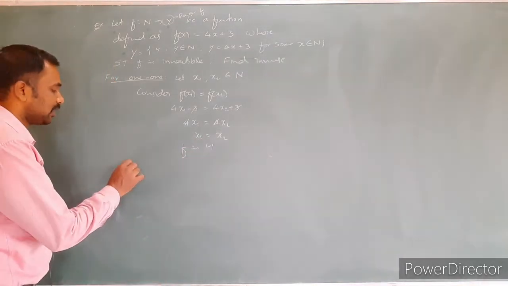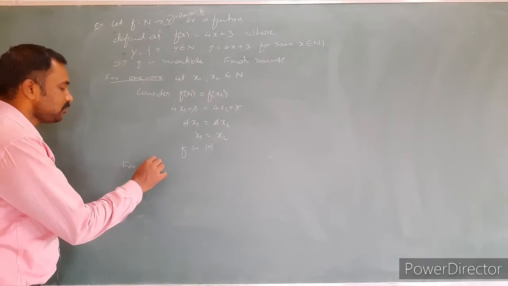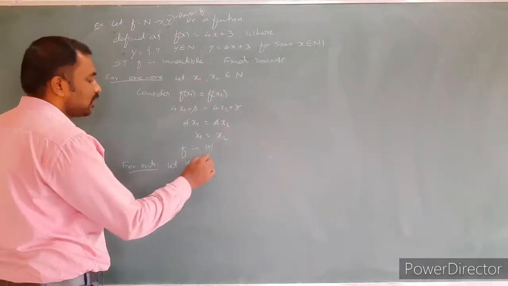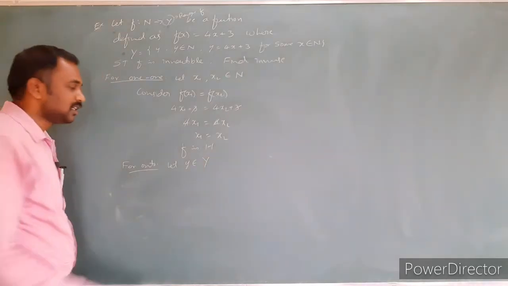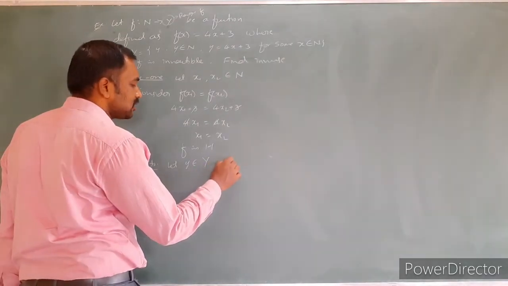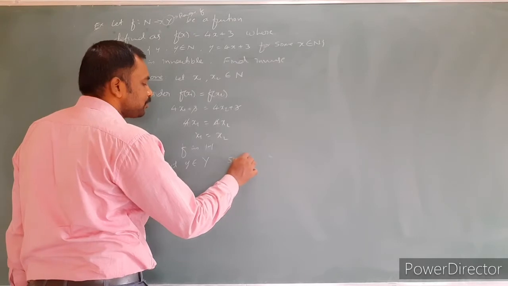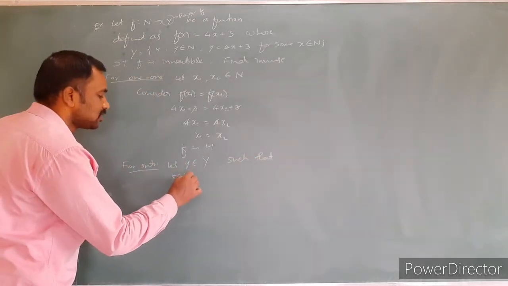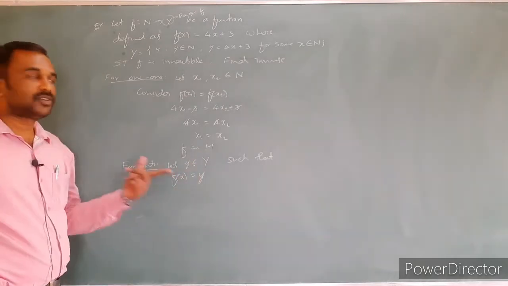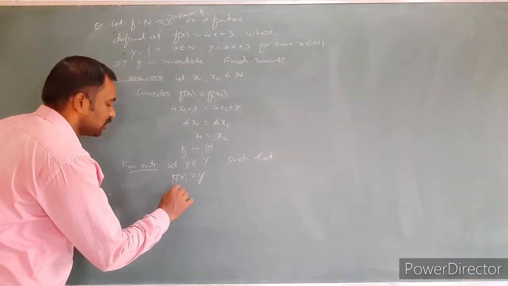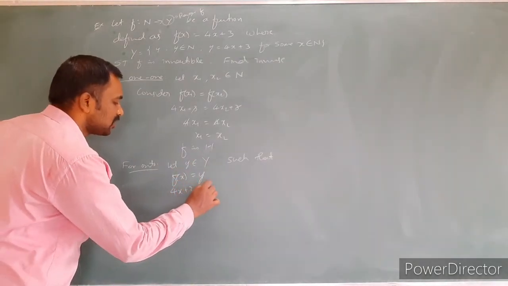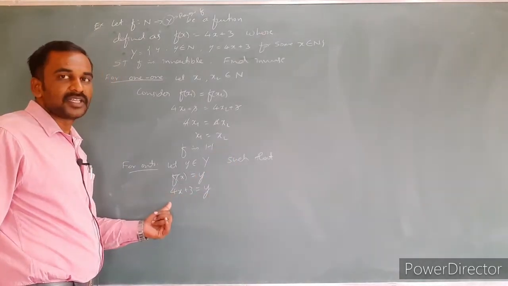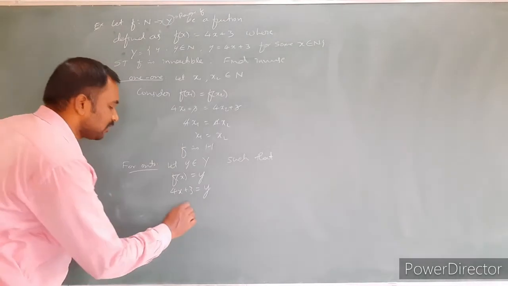1-1 is over. Now come to onto. What is the onto definition? Let any element y belong to the codomain set Y. How is it present? Such that f of x equals y. From this, replace the f of x value. What is the f of x value? 4x plus 3 equals y. Now we have y in terms of x. Get the x value in terms of y. What is the x value?